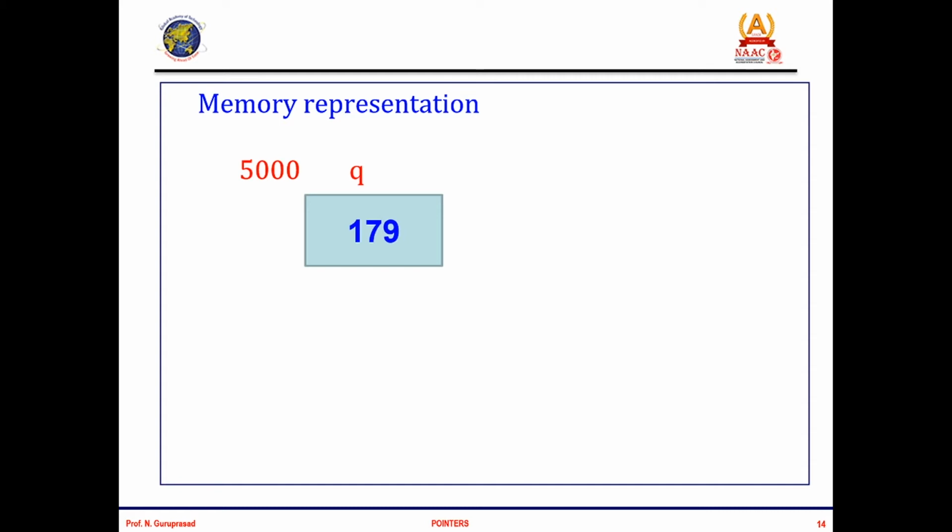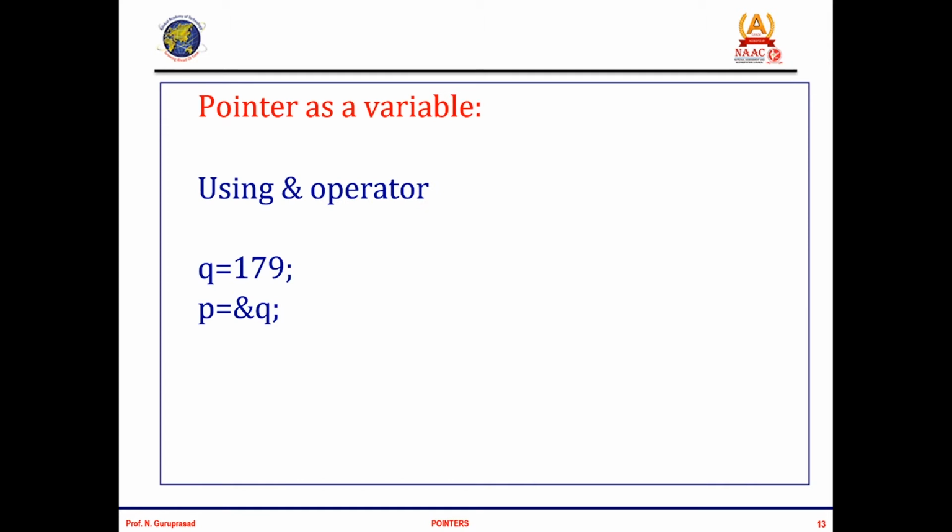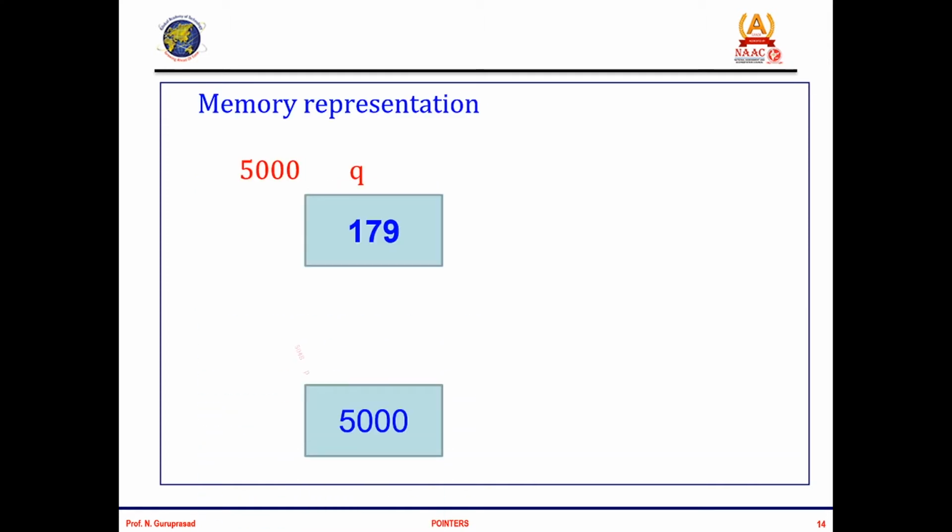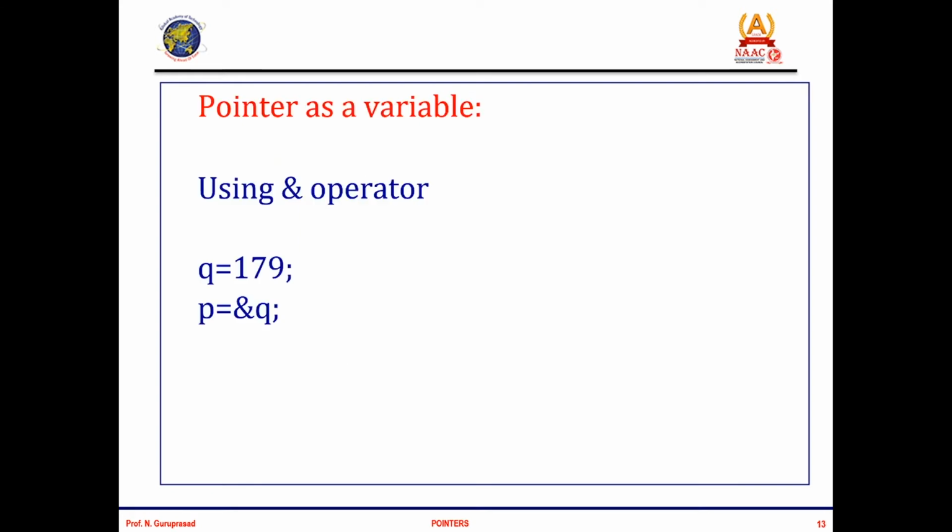Now we also have another variable p. Recollect, we have p is equal to ampersand of q. So it looks like this. Now when you say p is equal to ampersand of q, it means assign the address of q to p. That is what ampersand is. Ampersand means address operator. So p is equal to ampersand q tells us to assign the address of q to p.